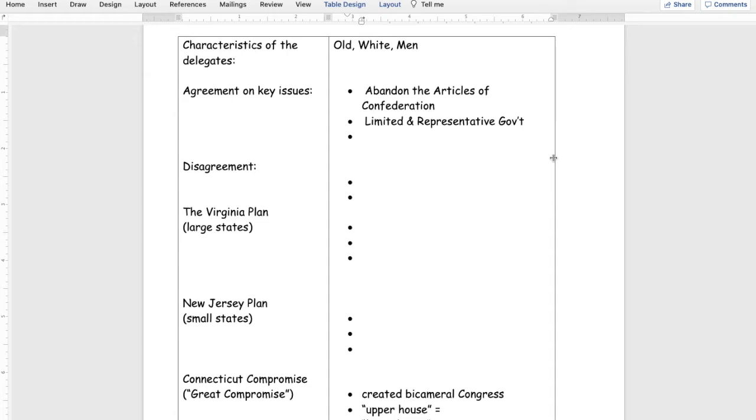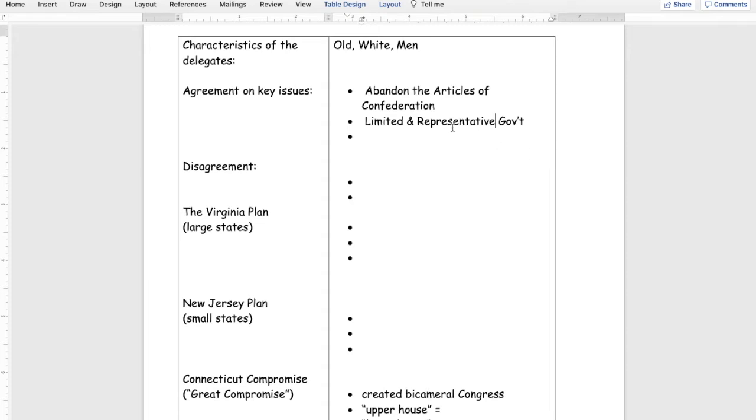Now, what does that mean? Well, we talked about this last unit. An indirect democracy. They wanted people to not have to vote on everything, but to vote for representatives who could then make decisions for them.